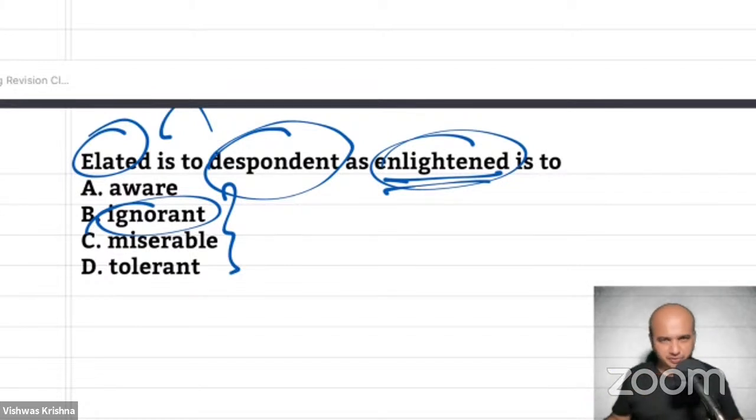Enlightened, you are aware of things. You know what is what. If you do not know what is what, then obviously you are ignorant. You are not miserable. You are not tolerant. You are definitely not aware. So therefore, the right answer in this case would be ignorant. Okay, let's move on.